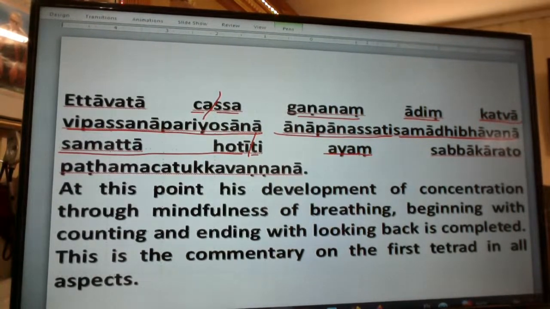That explanation is sabbakarato, in all aspects. Pathama catukka vannana: pathama is first, catukka is a group of four, vannana is commentary or explanation.